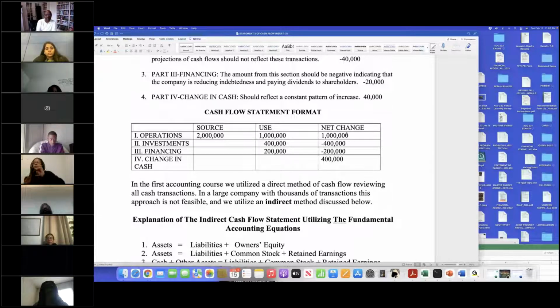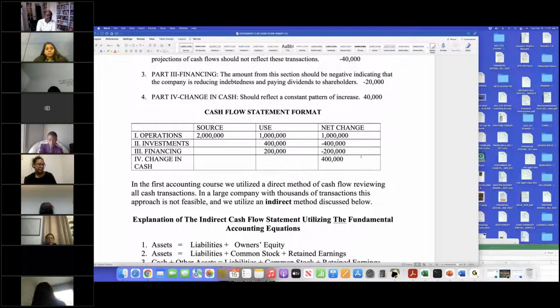We wanted the investments number to be negative, which would reflect the fact that the company was investing and expanding. And we would appreciate financing to be negative because the company was paying off debt and dividends, and still a positive change in cash flow. So this is a general guide of what we look for when we have a statement of cash flow. Four parts: operations, investing, financing, and changing cash. So it's four parts of that statement. And we'll look at a statement in a few minutes. But these are the numbers we like to see in summary.